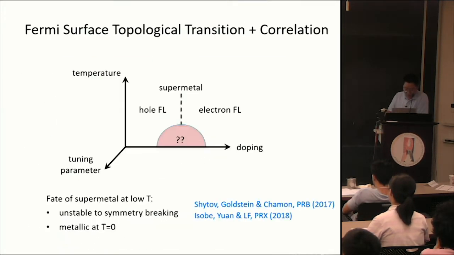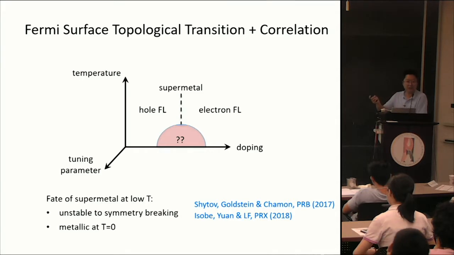When there is more than one Van Hove singularity right at the Fermi energy, which is the case for twisted bilayer graphene, it seems that generically the system would flow to a symmetry breaking state. So instead of remaining metallic down to zero temperature, some kind of order sets in.